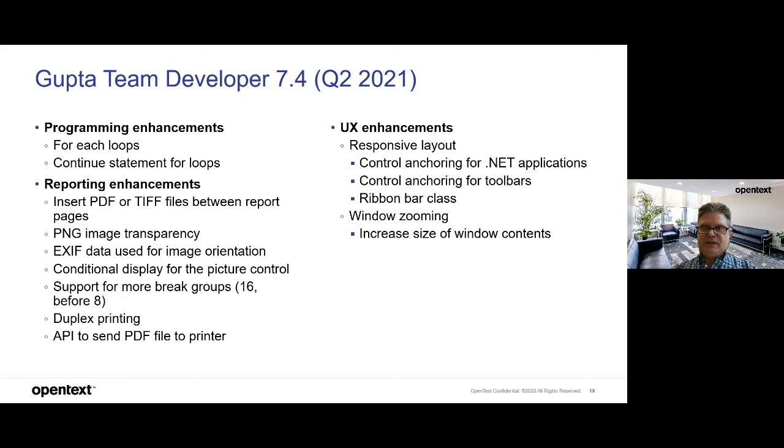UX enhancements in 7.4. You get responsive layout features, control anchoring for .NET applications, control anchoring for toolbars, and ribbon bar class. Well, that isn't a responsive layout feature, but it's a UX enhancement. And as I mentioned before, window zooming. So if you're getting older and you need to increase the fonts of your screen, then this is a perfect feature to use.